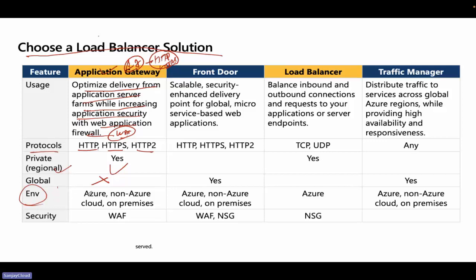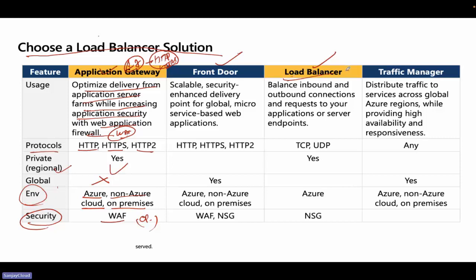Environment: we can use it for Azure, for non-Azure cloud, or for on-premises. Security: a web application firewall can be used in front of our application gateway, which is optional. Next option is Front Door. Before going to Front Door, let me go to Azure Load Balancer. We'll discuss Front Door at the end of this discussion.